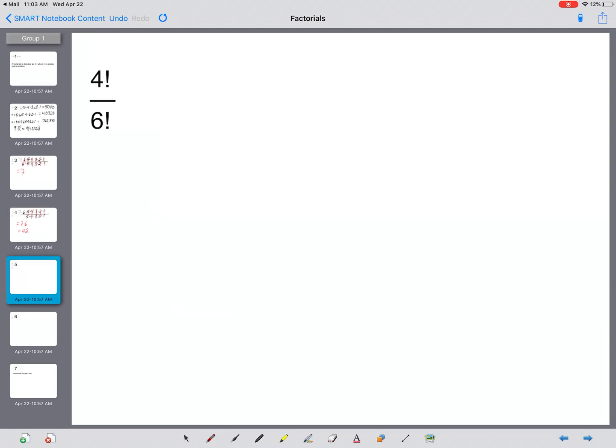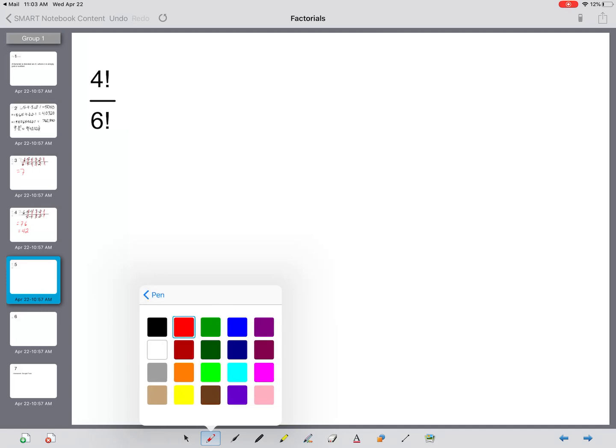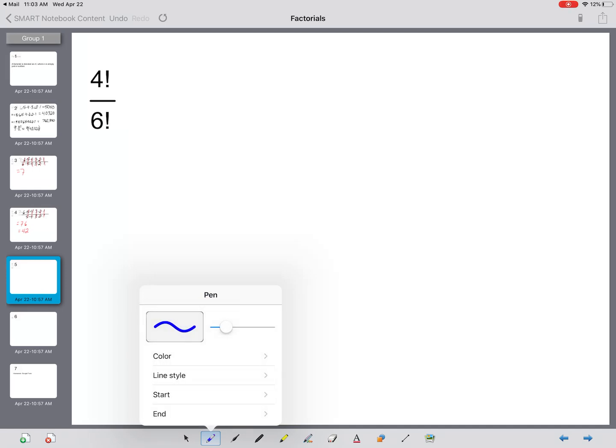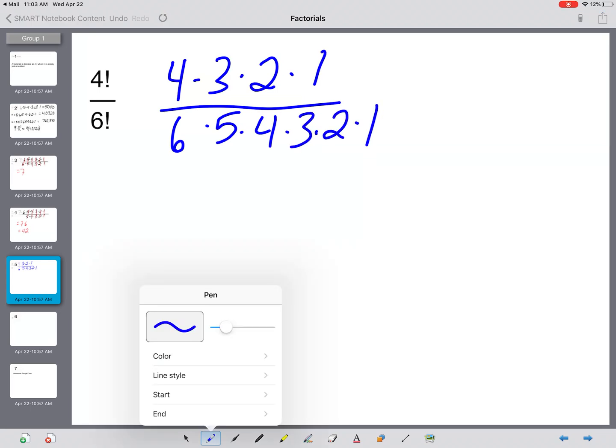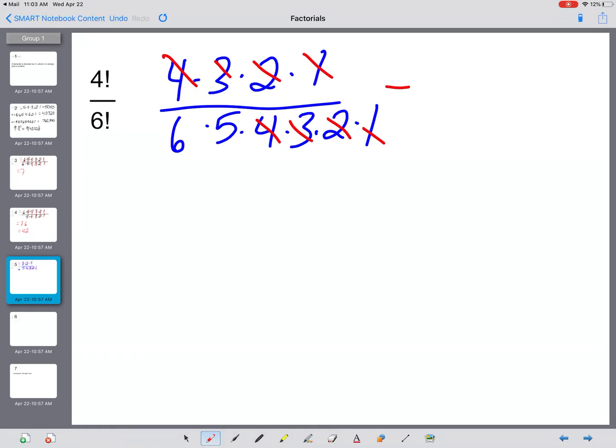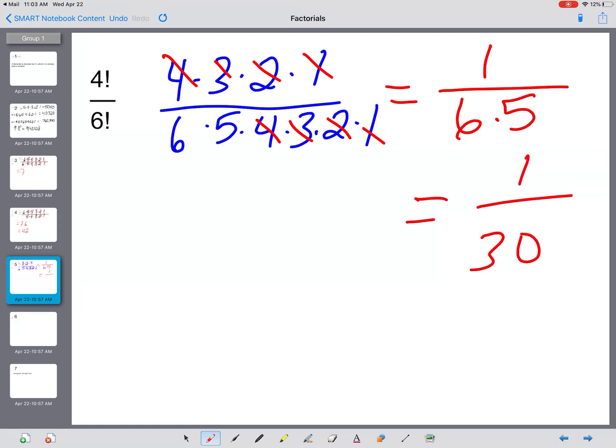This one changes up just a little bit, which is fine. I've got 4 times 3 times 2 times 1 over 6 times 5 times 4 times 3 times 2 times 1. Cancel off what I can: the 4, the 3, the 2, the 1. I'm left with nothing on top, so I'm just going to put a 1. And I've got 6 times 5 on the bottom. So that is just 1 over 30.